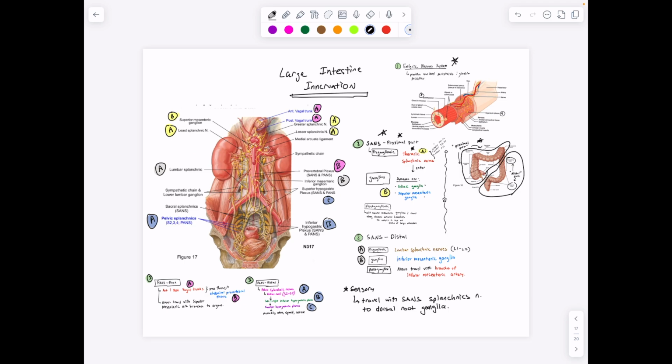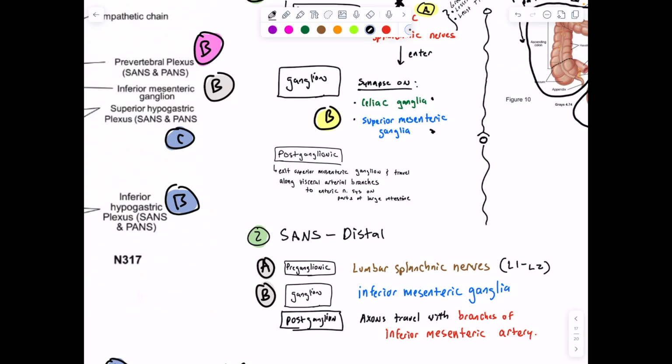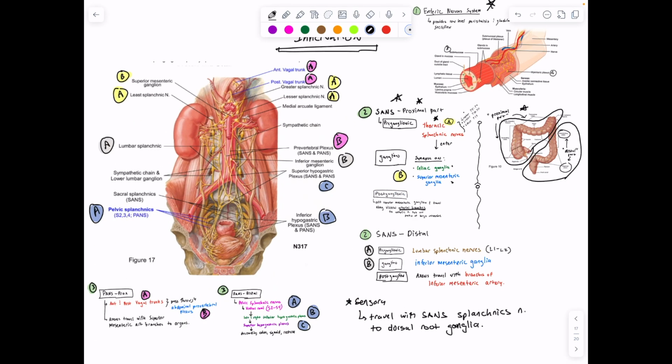All right, so thoracic splanchnics to celiac ganglia and superior mesenteric ganglia, and then postganglionic, it's going to travel with the basically arterial branches that are supplying the region of the large intestine in question. And then for the distal part, descending colon and rectum, it's the lumbar splanchnic, which is L1 to L2 for preganglionic. Then these guys are going to synapse at the inferior mesenteric ganglia. And then postganglionic, it's just traveling the branches of the inferior mesenteric artery.